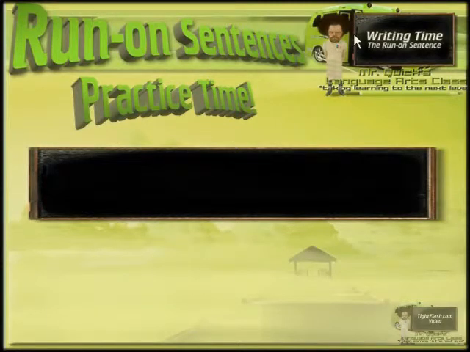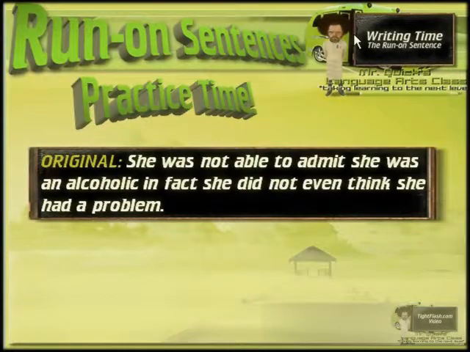Okay, so let's go over some examples, and let's see if we can figure out what the problem is with these examples. Okay. She was not able to admit she was an alcoholic.